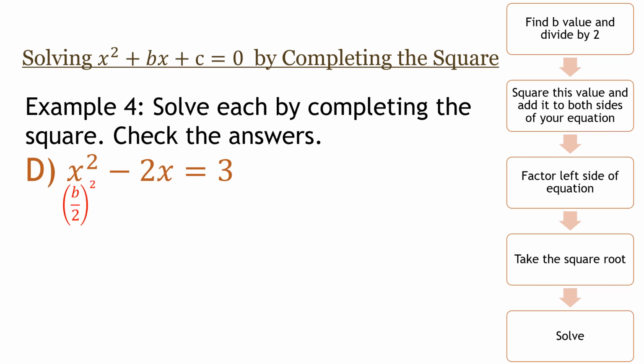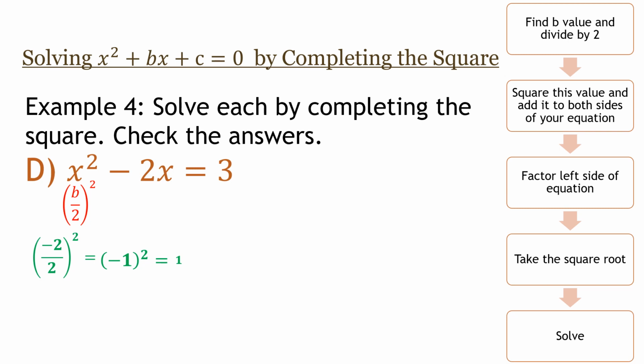I want to utilize again my equation for my c, which is (b divided by 2) squared. So I substitute negative 2 in for b, in which case I get (negative 2 divided by 2) squared. I want to simplify what's inside the parentheses. Negative 2 divided by 2 is negative 1. So now I have negative 1 squared, or negative 1 times negative 1, which gives me 1.